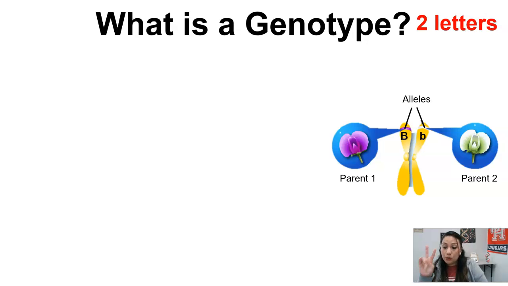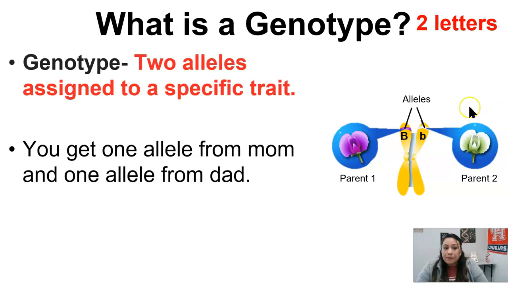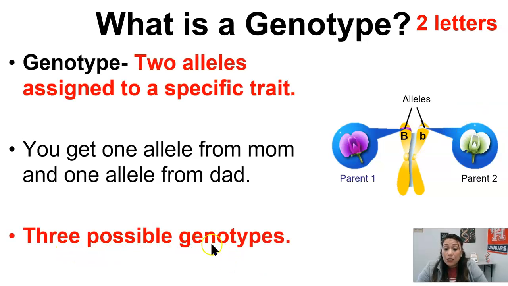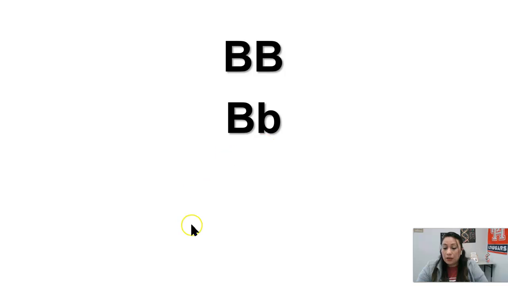Now, we said that there were two alleles for every trait. So, for example, if we're looking at the color of the flowers, parent 1 gave the dominant allele, while parent 2 gave the recessive allele. Now, together, we call that the genotype. So, basically, a genotype is the two-letter combination for that trait. Now, there are three possible genotypes, three different possible combinations. You have two capital letters, you have a capital and a lowercase. You could also have two lowercase letters.